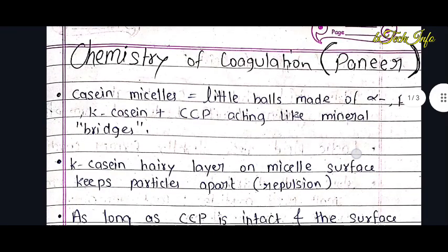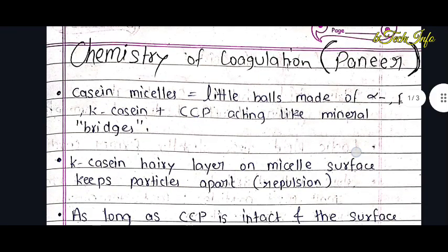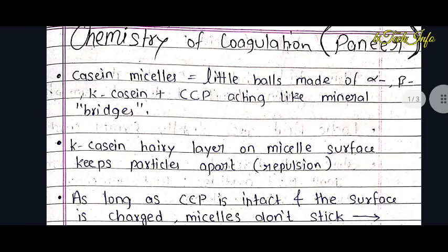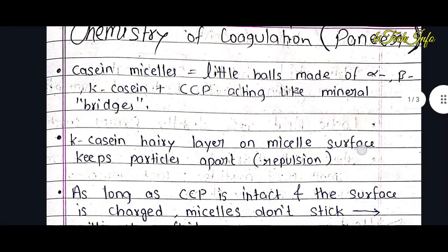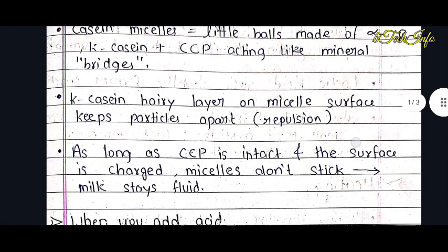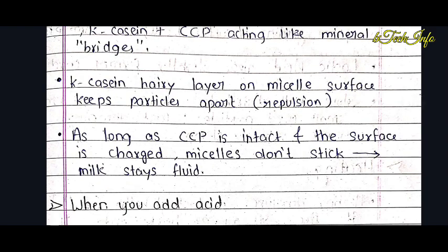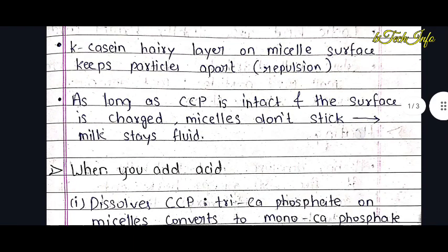So let's start. Now we have casein micelles, which are little balls made up of alpha, beta, and kappa casein and colloidal calcium phosphate, acting like mineral bridges. So kappa casein has a hairy layer on the micelle surface, keeps particles apart, which means repulsion. As long as CCP is intact, the surface is charged, the micelles don't stick and the milk stays fluid.